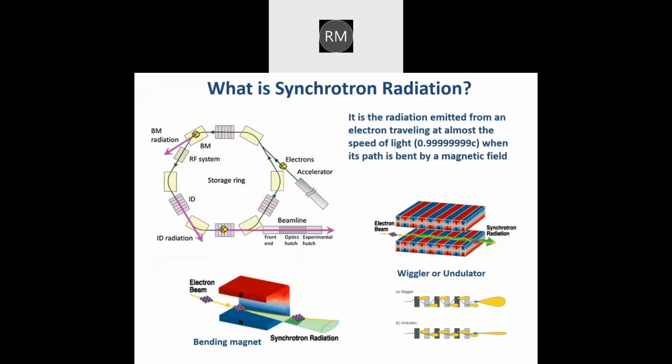So what is synchrotron radiation, which is more clearly shown here? It is the radiation emitted from an electron traveling at almost the speed of light. You can see the polygon of the ring, and that electron, shown here, where the electrons are moving at almost the speed of light, and at each bend the X-ray beamline radiation is produced, that is the magenta color arrow.